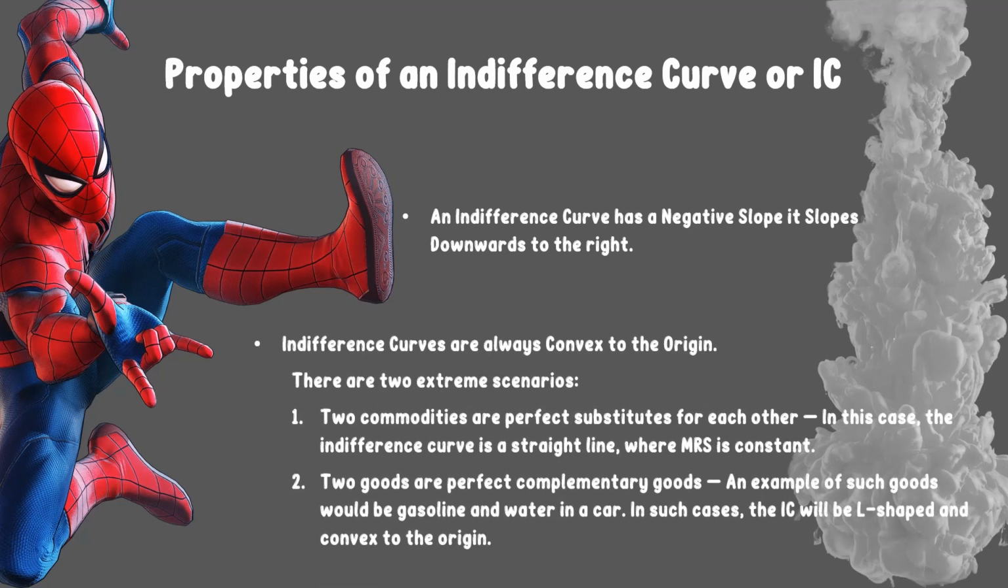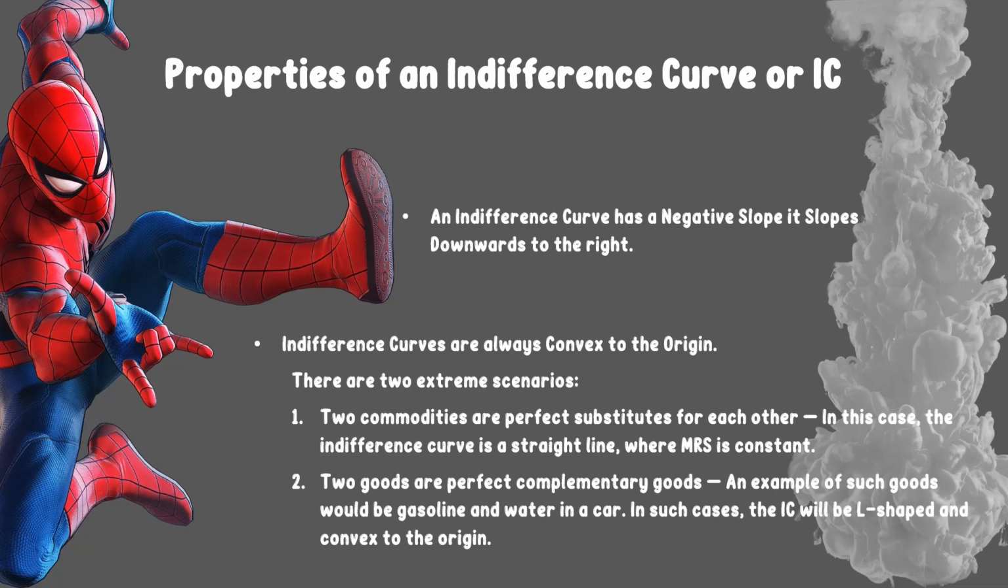The second property of an indifference curve is that indifference curves are always convex to the origin. From our discussion before, we understand that as Peter substitutes clothing for food, he is willing to part with less and less of clothing. This is the diminishing marginal rate of substitution. The rate gives a convex shape to the indifference curve.